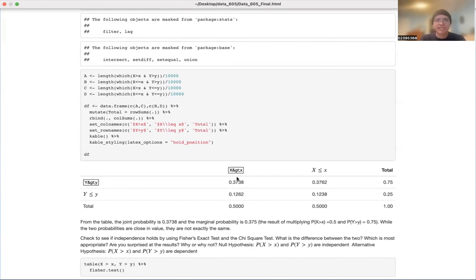But what we see is that the probability that a value in our random uniform distribution is greater than the median adds up to 50%, which makes sense. And then the corresponding alternative, that it's less than or equal to the median, is 50%. So that makes a lot of sense.